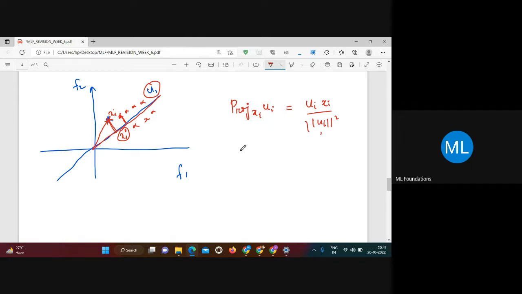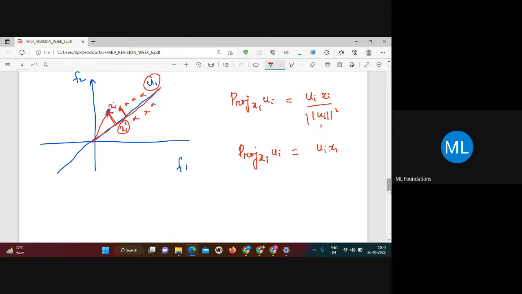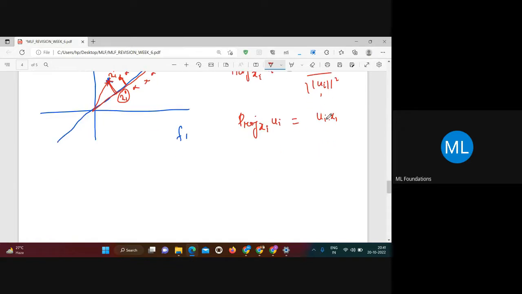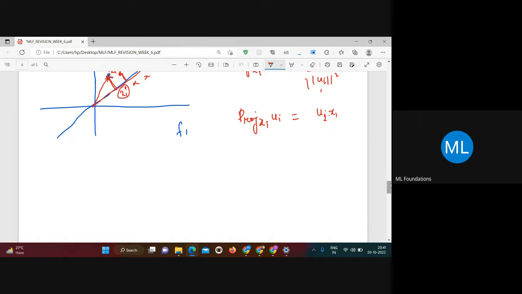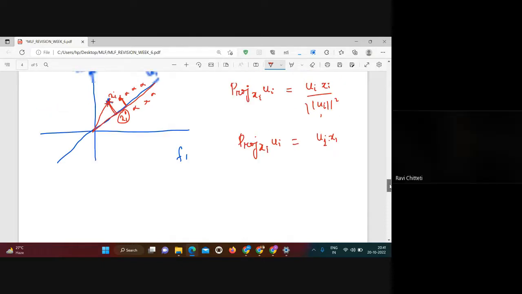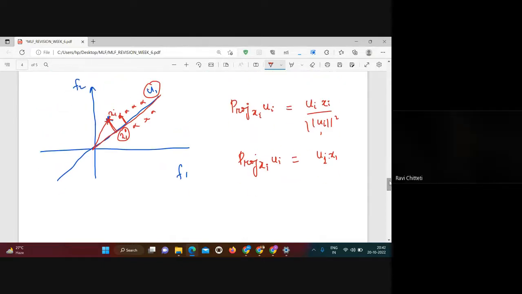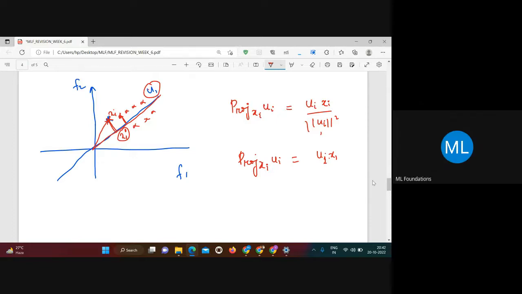So mostly, the projection of Xi data points on U1 is U1 transpose Xi, or U1 dot Xi. We have only one U1 here. Do we take an orthonormal vector for defining U1? Yeah.